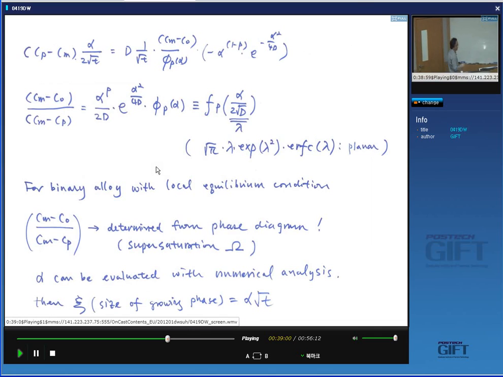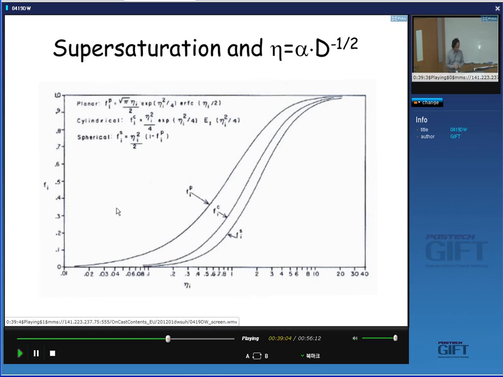Here, this graph I copied from some papers. This is omega, which is the degree of supersaturation. Because the authors are different, they use different nomenclature, different characters for indicating the supersaturation. And here, eta is alpha over square root D, the scaled alpha. So when we plot eta, which is relative to alpha, alpha indicates the growth rate, right?